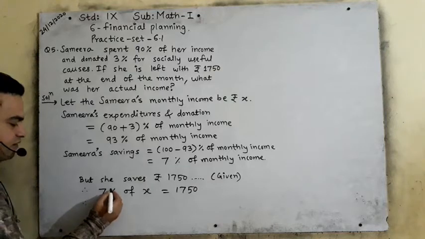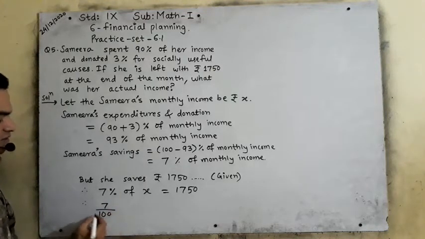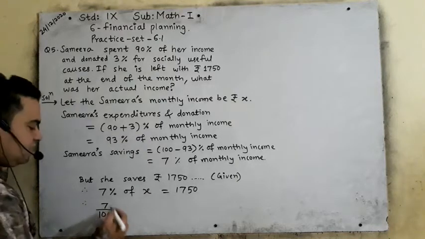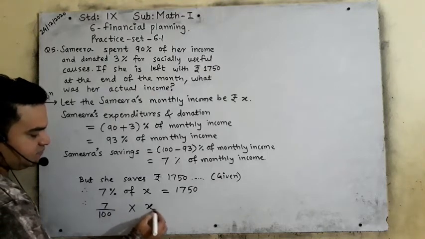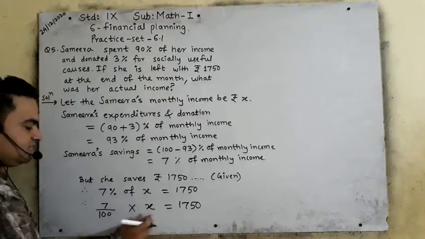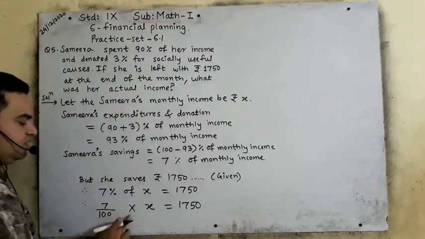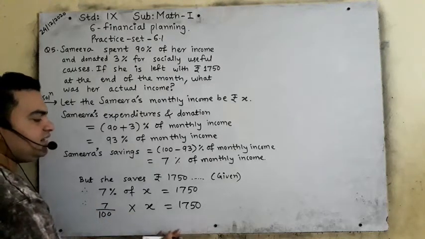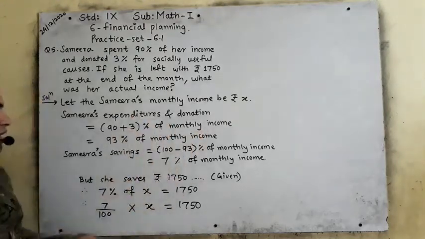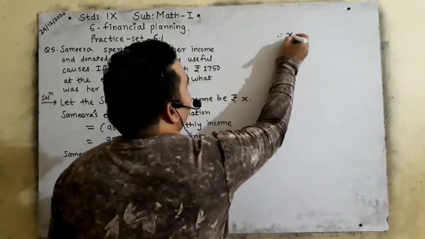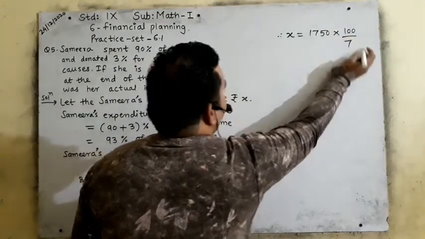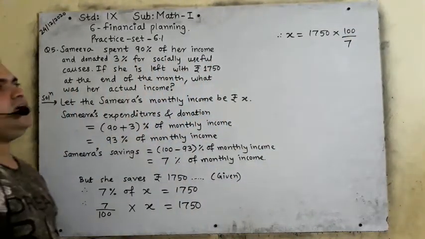Monthly income. So 7% means how much? 7 upon 100. 10% means 10 upon 100. 15% means 15 upon 100. 7% is 7 upon 100. Of means multiply. x means x. So 7 upon 100 times x equals 1,750. Whatever is multiplied with the variable x, here 7 upon 100, goes to the right-hand side, but this fraction will be reciprocated. Therefore x is equal to 1,750 multiplied by 100 upon 7.